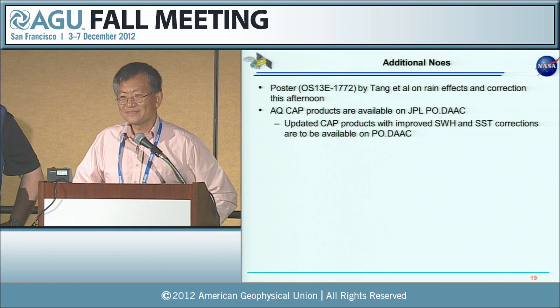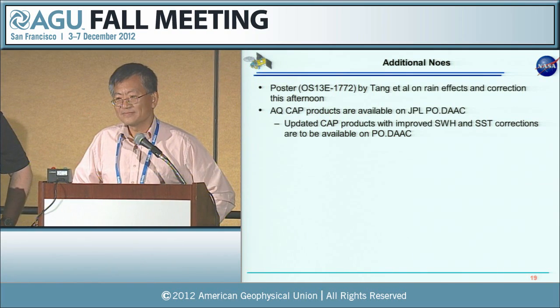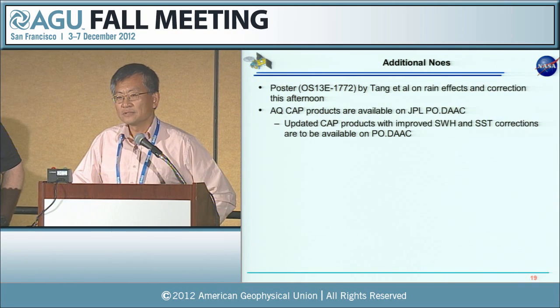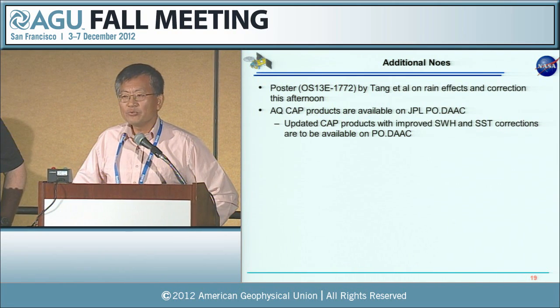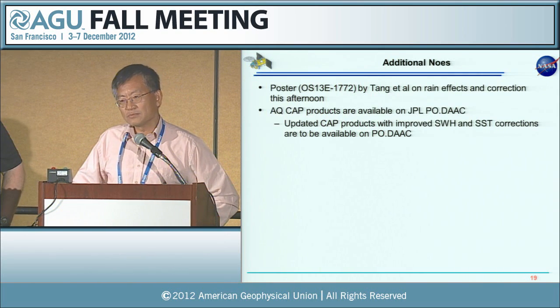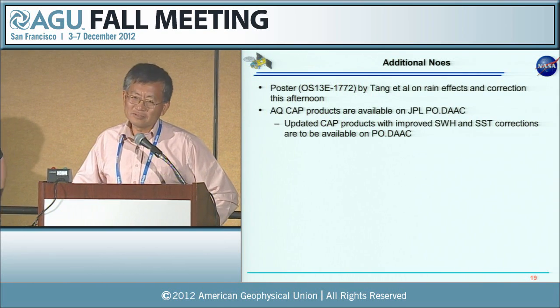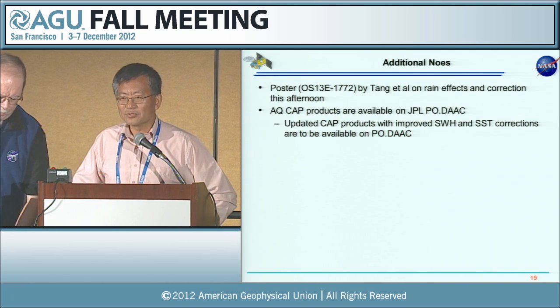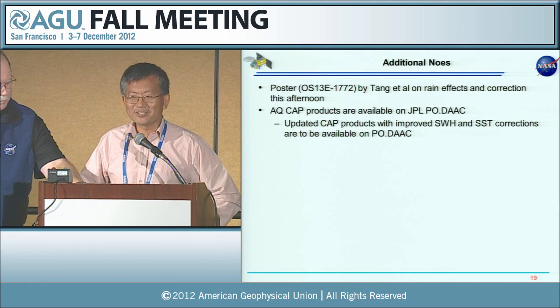Any other questions? As a user, would you recommend using the CAP salinities as opposed to the regular version? I would encourage you to look at both because those are two different algorithms. And each one of them has its own strengths and weaknesses. So I think if you look at both, hopefully you can find the best from both of them.